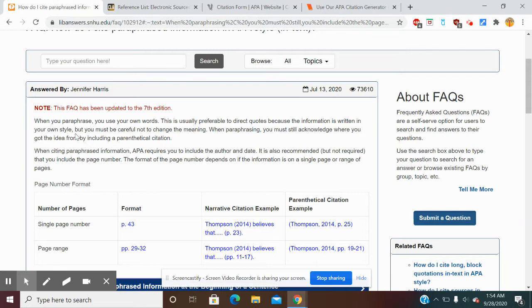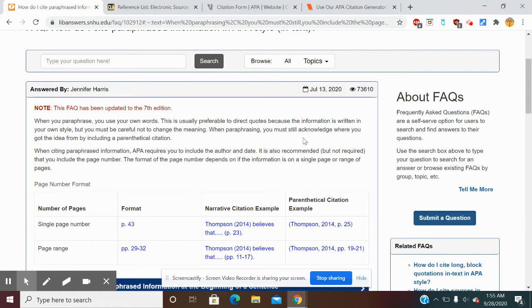Moving on. When you paraphrase, you use your own words. This is usually preferable to direct quotes because the information is written in your own style. Now, keep in mind, just because you want to make something your own style does not mean that you change what the author's point of view is. You don't change what the author is trying to say. You stick to the point of the author, but you cite your source. You give credit to your author. But you must be careful not to change the meaning.